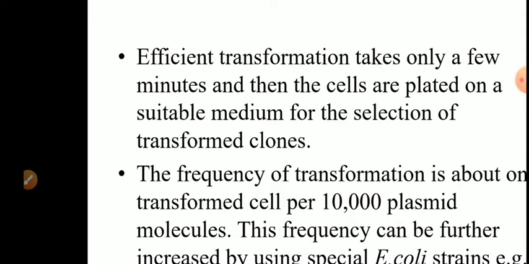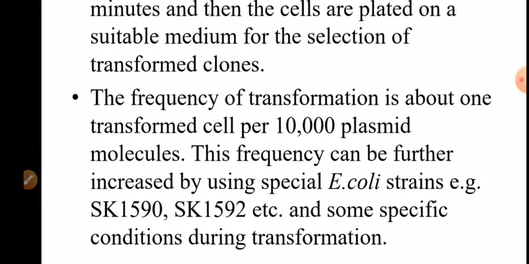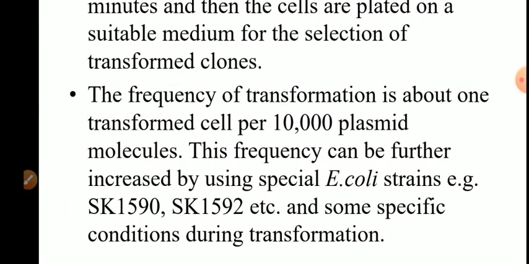Okay. So you treat E. coli cells with cold calcium chloride, incubate, then mix with recombinant vector, and after a few minutes plate the E. coli cells. Plating is done on suitable selective media, which will allow you to select transformed cells or transformed clones. The frequency of transformation is very low, say 1 transformed cell per 10,000 plasmid molecules.